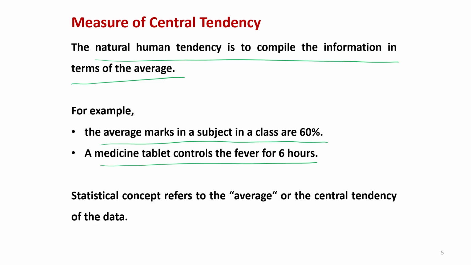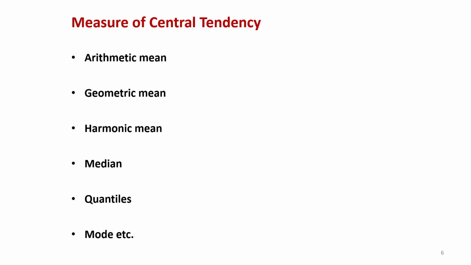Right. So such statistical concepts refer to the average or the central tendency of the data. With these different examples, I have tried to explain why this concept of average is needed and why we want to study this thing here. So there are various measures to study the central tendency of the data. This can be arithmetic mean, geometric mean, harmonic mean, median, quantile, mode, etc. So we will try to study them one by one.